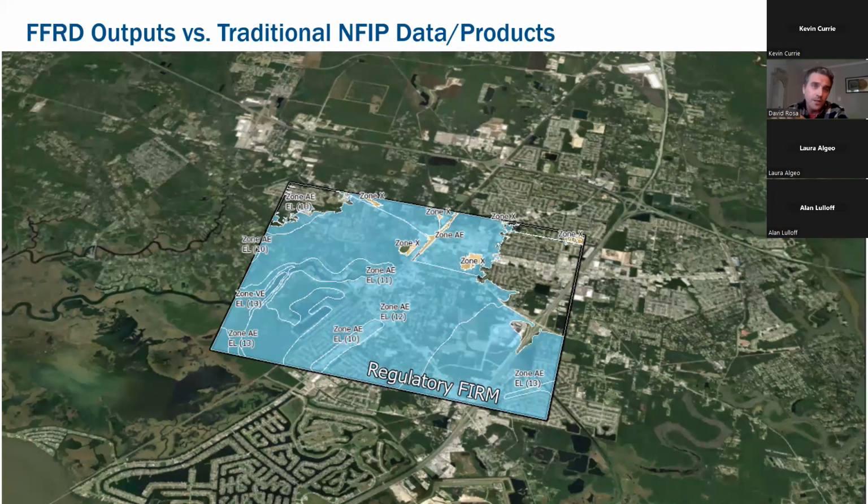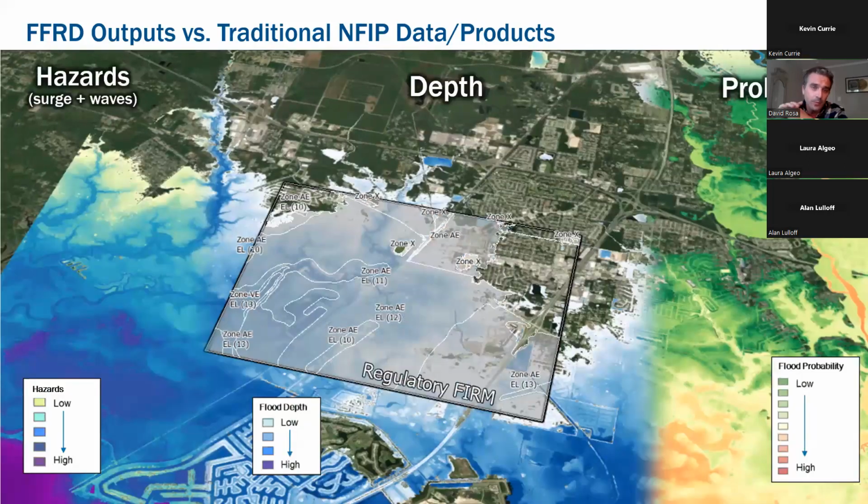So if we shift towards a comprehensive probabilistic approach, a watershed-wide scale approach, now we have a much more comprehensive understanding of the flood hazard and risk, and we can start to derive various data sets. We can get hazards like surge and wave, or depth and velocity. We can also start to produce the probability of those depths and velocities occurring anywhere in the watershed to better drive risk-informed decisions. And the 2D approach is really foundational to being able to do this consistently and at scale across the nation.